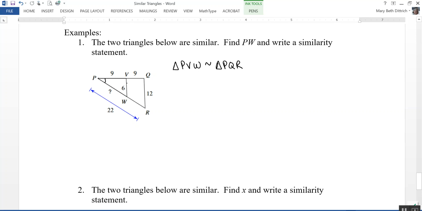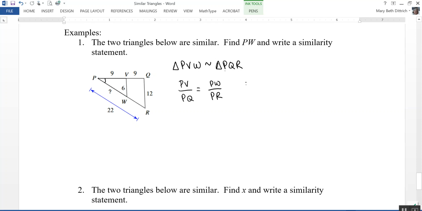Okay, and notice that what I don't know is this longer piece here, PW, of the smaller triangle, which is what I need to find. So I'm going to write a proportion that says PV over PQ. So that's the shorter top side of the smaller one over the longer top side of the bigger one, is equal to PW over PR. I can also confirm this by looking at my similarity statement. The first two letters over the first two letters equals the first and last over the first and last. And indeed that does work.